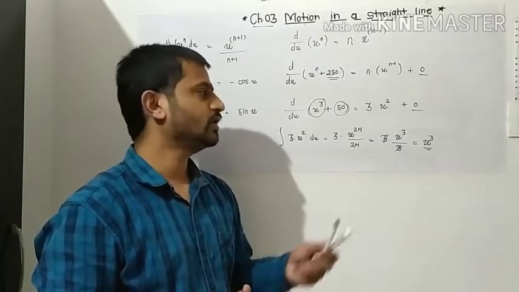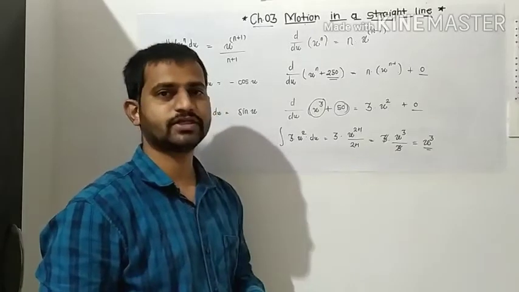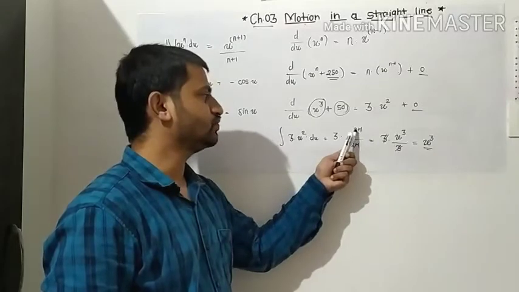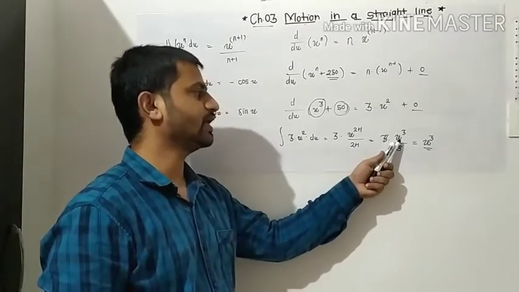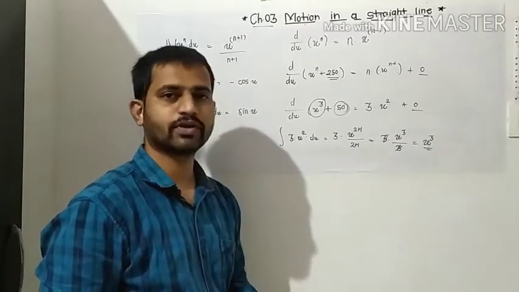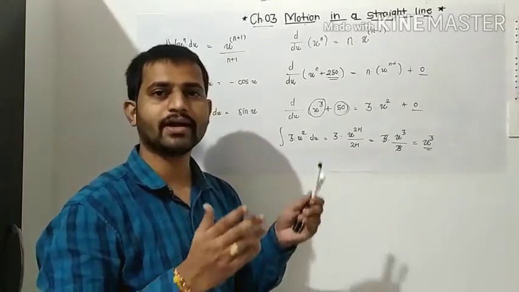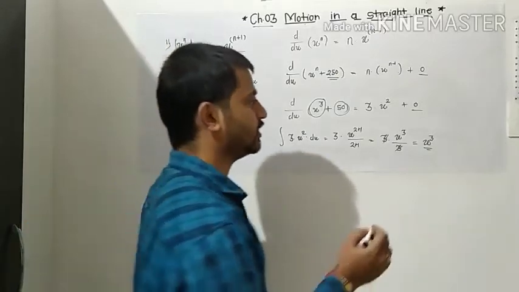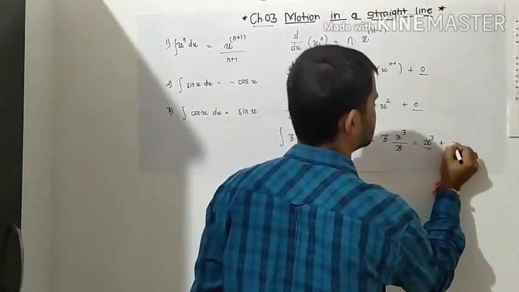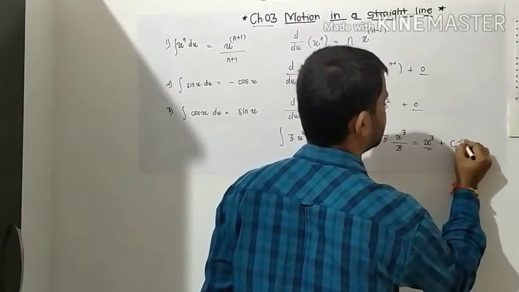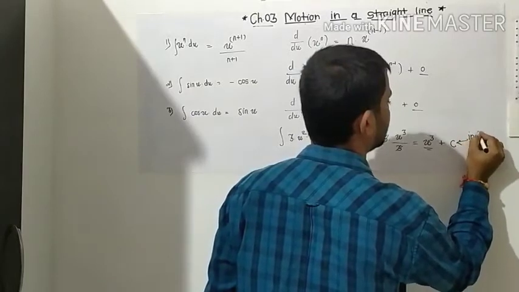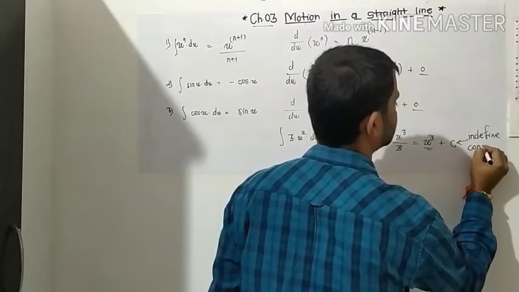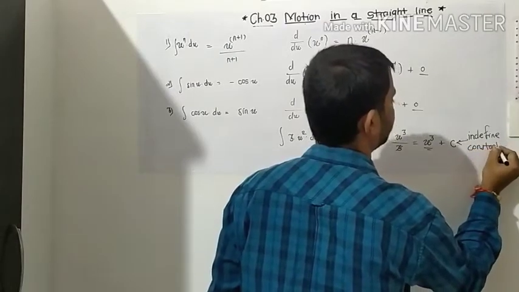So how do we write the integration of this term? The integration of 3x square dx is equal to 3x raised to 2 plus 1 upon 2 plus 1. We get x cube, so we have to add one indefinite constant to it. Suppose it is plus c. This c is nothing but the indefinite constant.